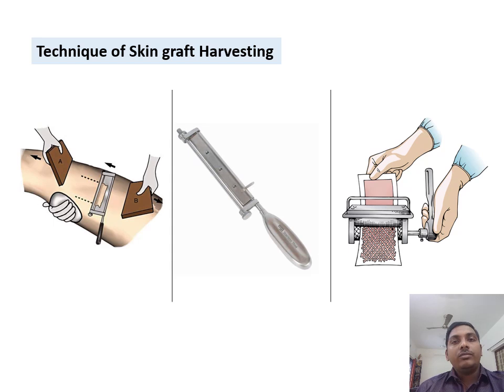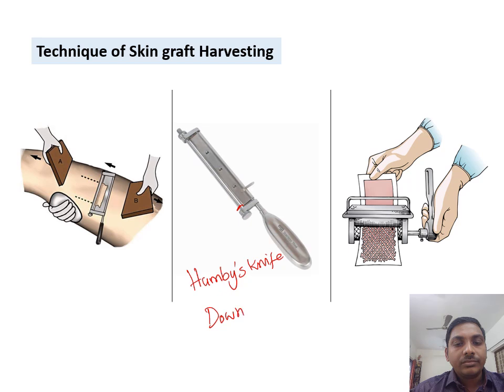So how do you harvest a skin graft? To harvest a skin graft, you need a special device called a Humby's knife. This is a Humby's knife, and you need to place a blade between this, that is called a Downey's blade.